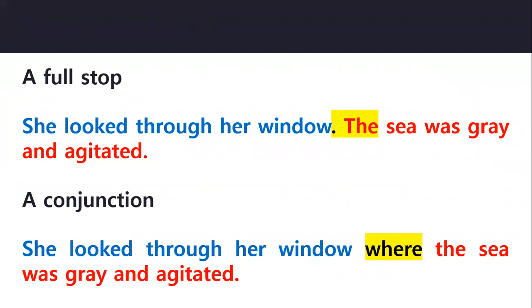But we have other alternatives, as in a full stop. She looked through her window. Full stop. The sea was gray and agitated. Or a conjunction: she looked through her window where the sea was gray and agitated.